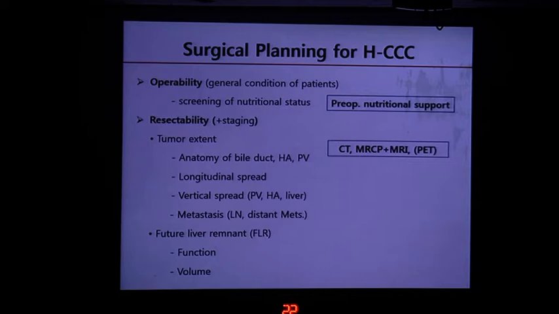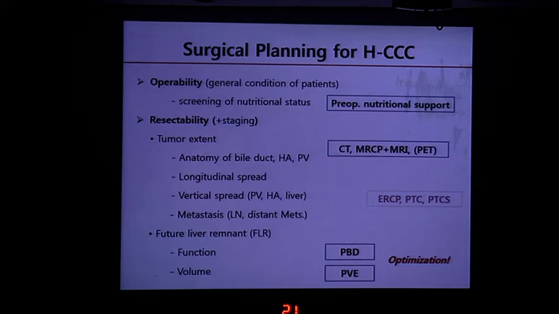To assess the tumor extent, the most important thing is, as you know, CT and MRI with MRCP, and sometimes PET. And for future liver remnant, to enhance function of the liver remnant, PBD, preoperative biliary drainage, is important. And to increase volume, portal vein embolization is these days essential. You already heard that these two processes are called optimization of the liver.